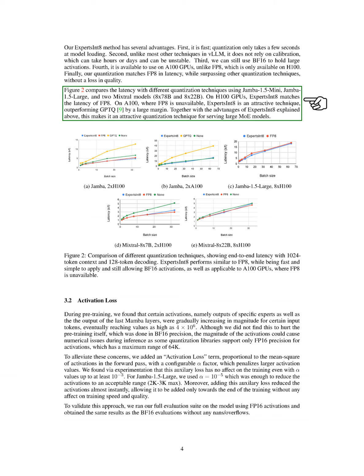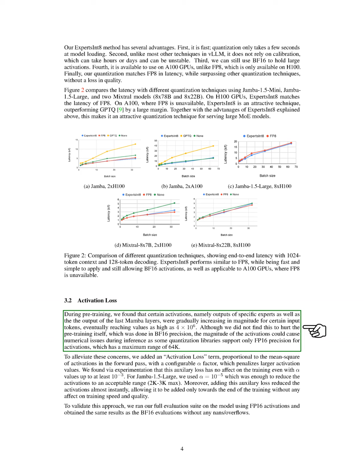Section: Activation Loss. In this section, we discuss our findings regarding activation loss during pre-training. We observed that certain activations, particularly from specific experts and the last Mamba layers, increased significantly for some input tokens, reaching values as high as 2^3.